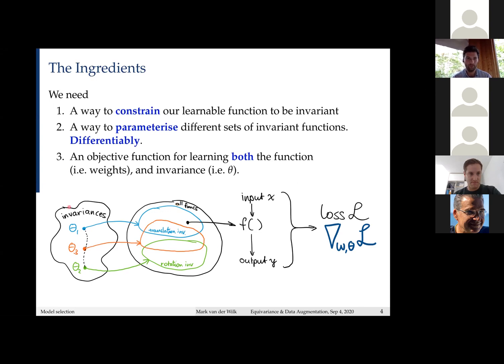Right, so what we have in the overall problem is a parameterization of invariances. Each one of these parameters parameterizes a set of functions which are all constrained to have a particular invariance in them. From that set of functions, we then choose a function that acts as our predictor. And the goal is to both find which function to use and which function class to use as well, just by computing a particular objective function and optimizing it through gradient-based optimization.